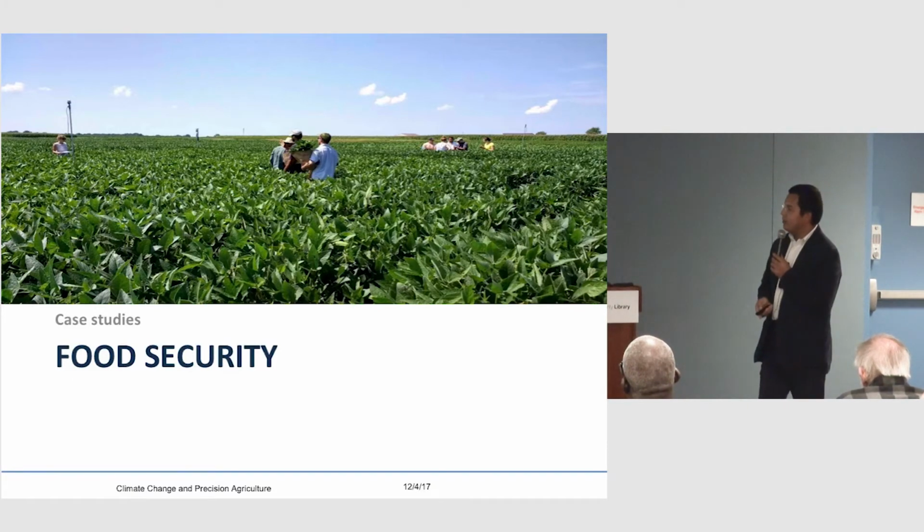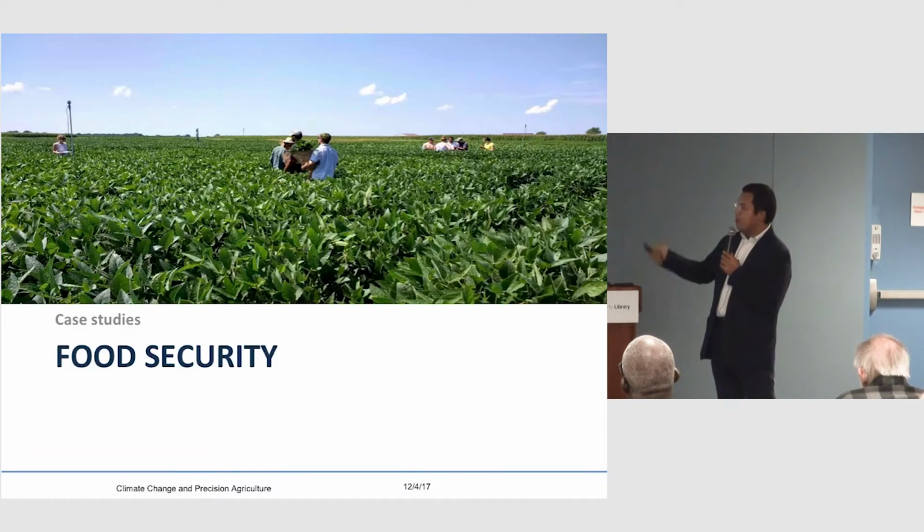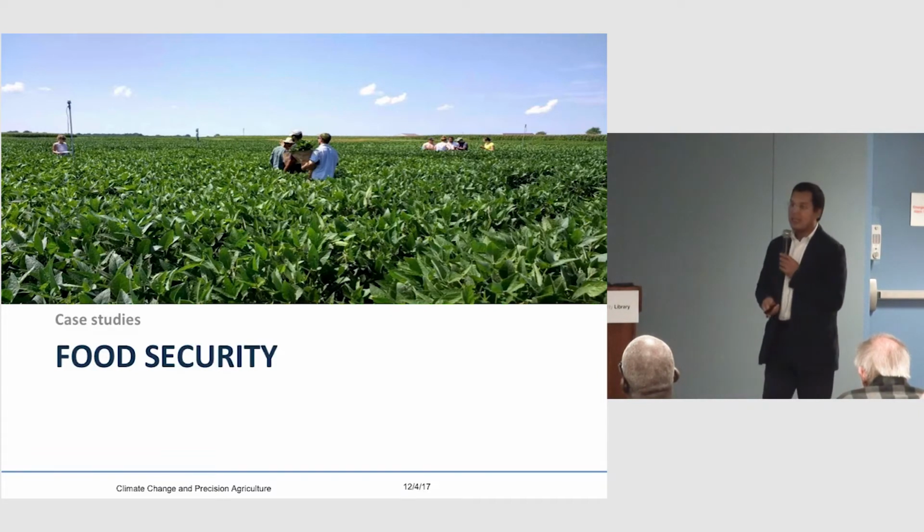And where we built models to monitor food security. So what I'm going to show is first a case study using drones to study food security.